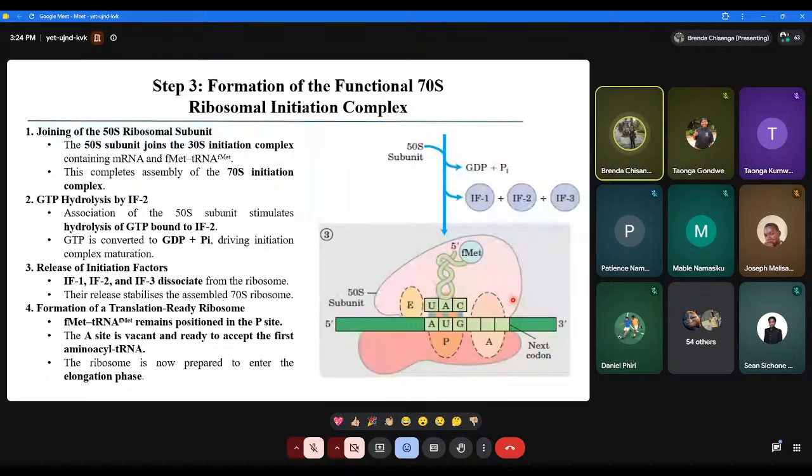So up to this point, your A site is empty because IF1 has been removed, your small subunit is associating stably with the large subunit because IF3 has been removed. And also, you have your initiator tRNA well positioned in your P site with the aid of IF2, and it has also been released because we no longer need it at this point. What you have right now is referred to as the 70S ribosomal initiation complex.